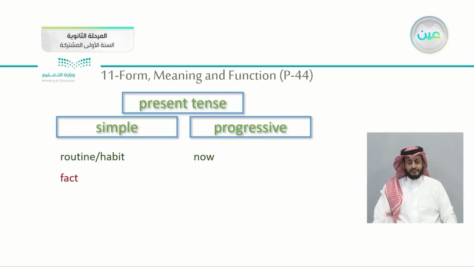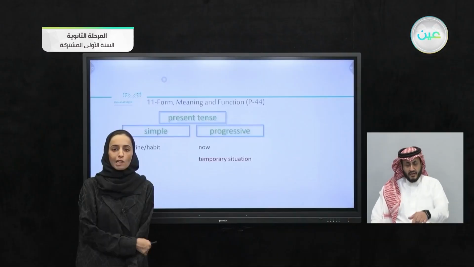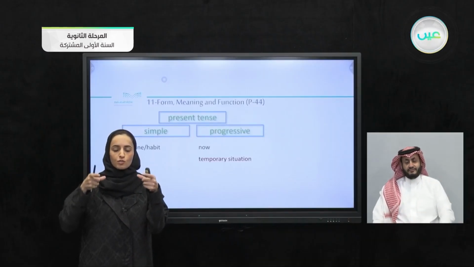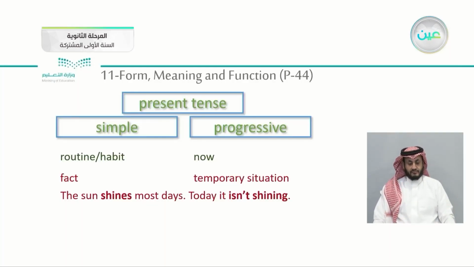However, for the progressive tense, we use it if something is happening now. I am taking an English class now, or a temporary situation. I am taking an online course this semester, just for this semester, not going to happen forever. So the sun shines most days. Every day it shines. However, just for today, it is not shining.